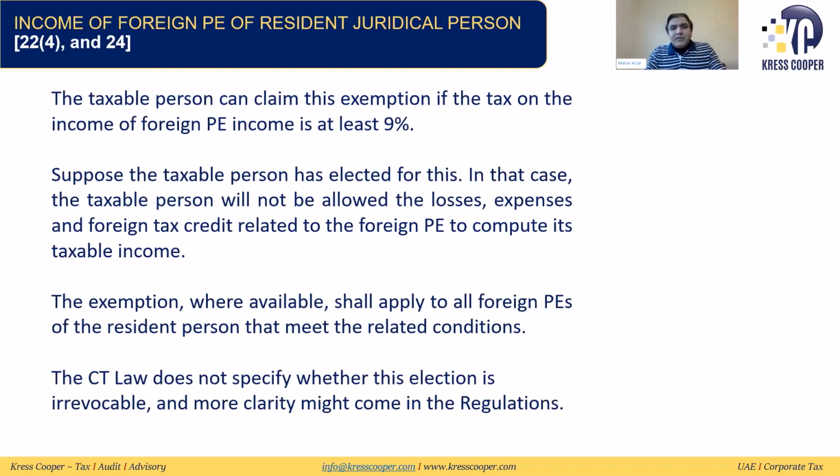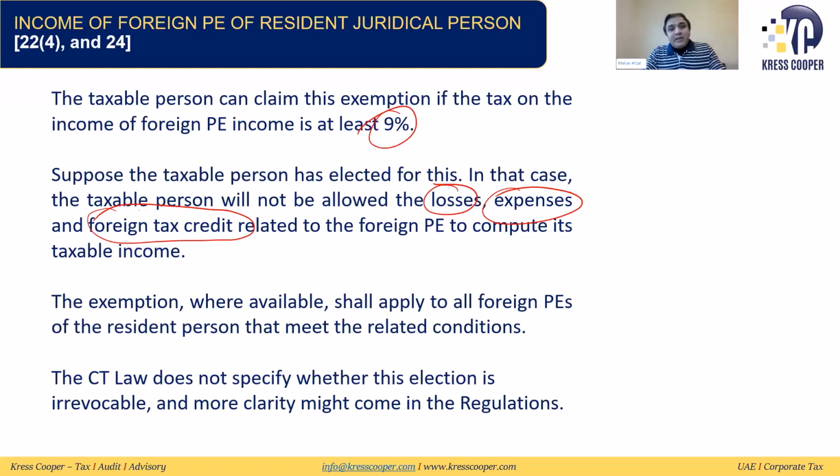The exemption applies if the tax on the foreign income is at least 9%. These are the conditions. The foreign PE income and related expenses will not be considered, subject to the condition that the tax is at least 9% in that respective jurisdiction or country. Suppose the taxable person has elected for this. In that case, the taxable person will not be allowed the losses, expenses, or foreign tax credit later. If you are claiming this exemption, then you will not be allowed the losses, the expenses, or the foreign tax credit, which is an apples to apples comparison. A simple comparison: if you are not liable to pay tax on the income, then why would you claim the losses, expenses, and foreign tax credit?